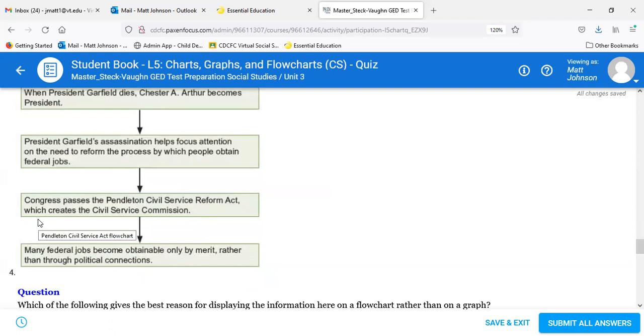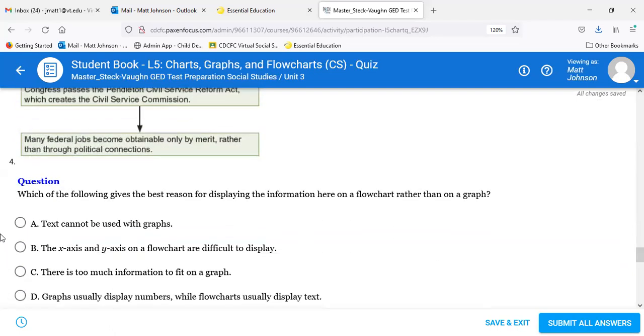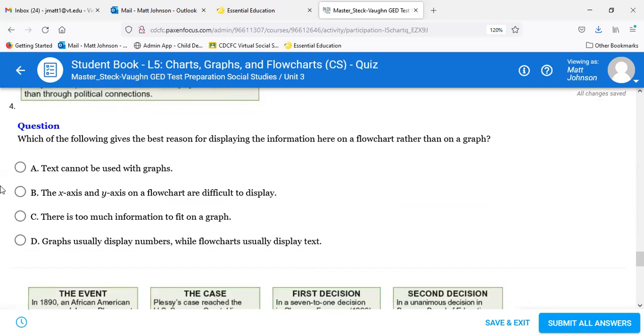Number 4, Grace, would you like to read number 4? All right. Number 4. Which of the following gives the best reason for displaying the information here on a flow chart rather than on a graph? A, text cannot be used with graphs. B, the X-axis and Y-axis on a flow chart are difficult to display. C, there is too much information to fit on a graph. And D, graphs usually display numbers while flow charts usually display text. Is it D? Yeah, D as in dog, right?